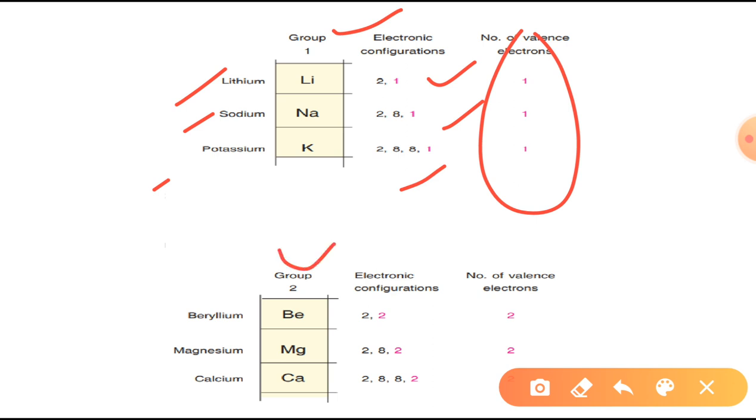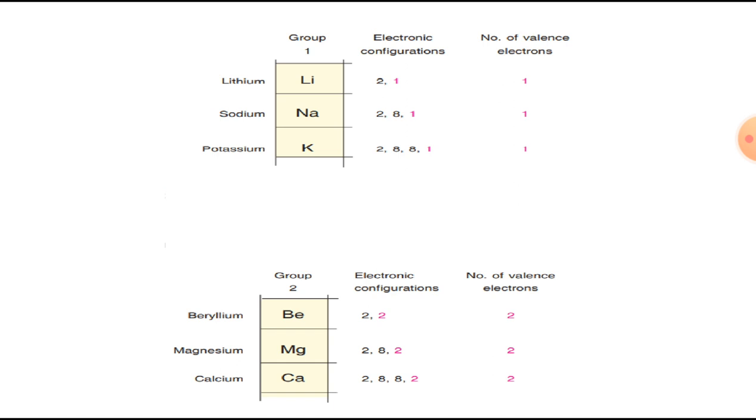Now group 2. Group 2 has elements like beryllium, magnesium and calcium. Their configurations are 2,2, 2,8,2 and 2,8,8,2. So we have observed that the number of valence electrons here is 2.